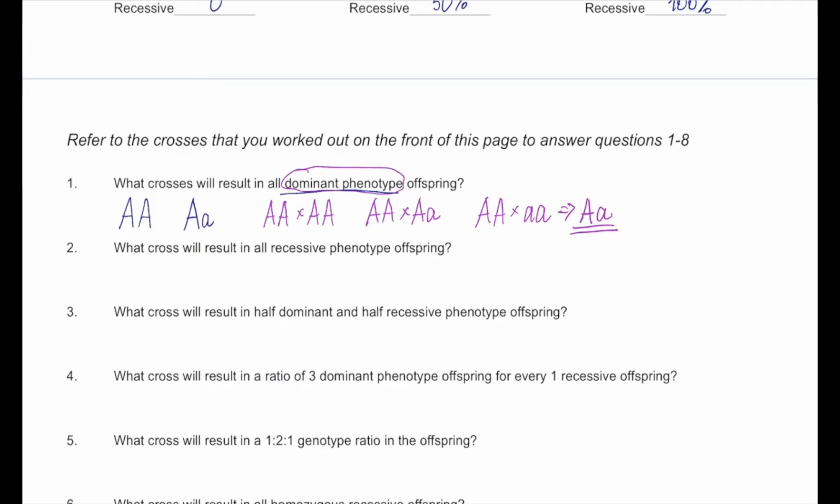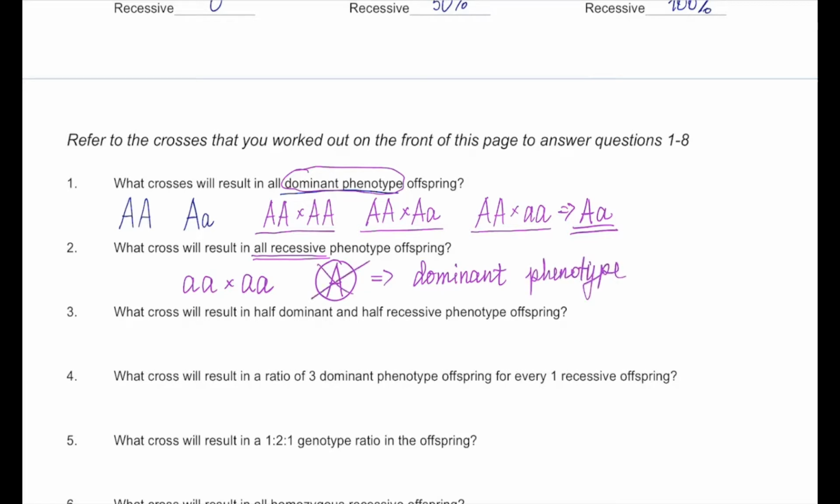So you have three options. The next question, number 2, what cross will result in all recessive phenotype offspring? All recessive. There's only one option. If both your parents were homozygous recessive, that is the only possibility, because if there's at least one of these, then it's going to be a dominant phenotype. At least one dominant allele, and you end up with a dominant phenotype. So boom, we cannot allow a single dominant allele if we want to have our phenotype all recessive.